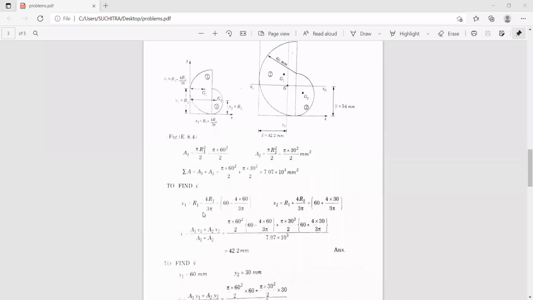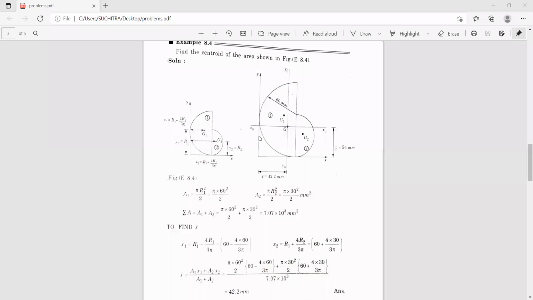Now you can see here x1 is r1 minus 4r1 by 3 pi. So r1 is how much? This is r1, 60, minus this height, that is 4r by 3 pi. So it is r1 minus 4r1 by 3 pi, that is 60 minus 4 into 60 by 3 pi.